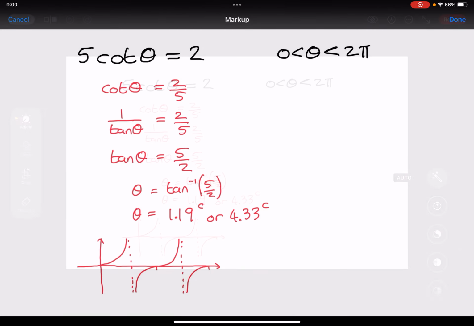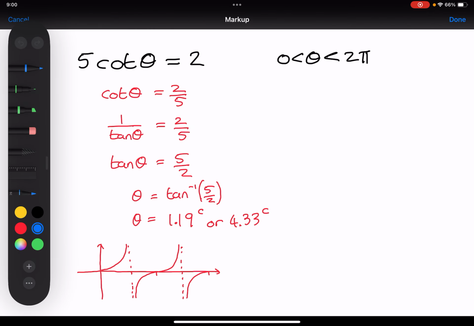This is the third example we're going to look at. Notice that we're in radians here, so make sure your calculator is in radians mode if we can see that we are in radians. And the equation is 5 cot theta is equal to 2. So first thing I've done is I've divided both sides by 5 to make cot theta the subject. So I've got that cot theta is equal to 2 over 5.